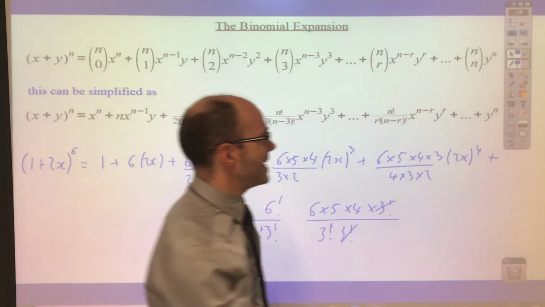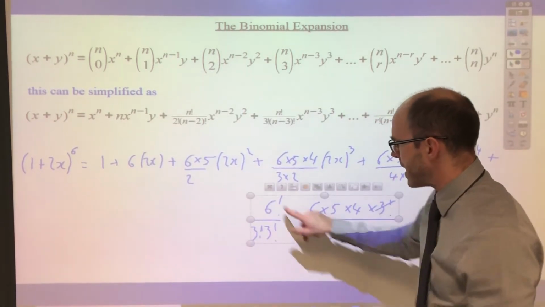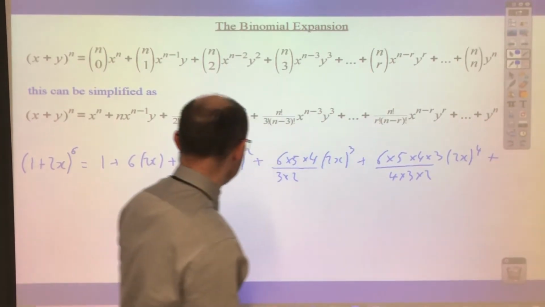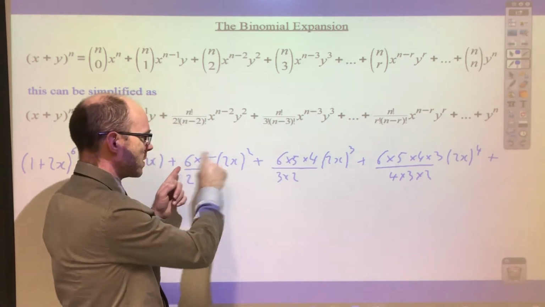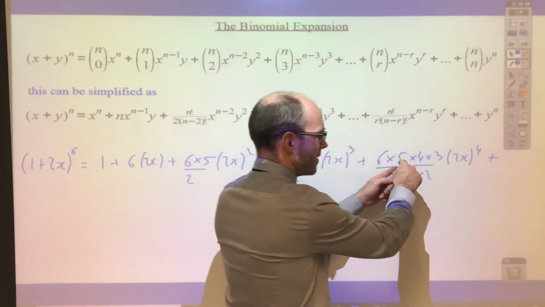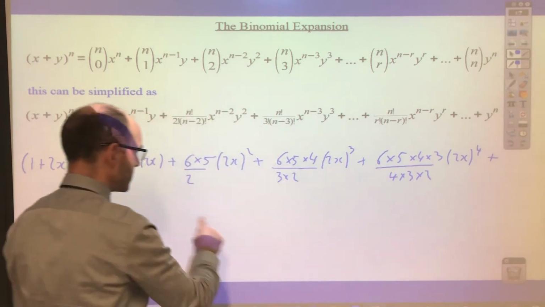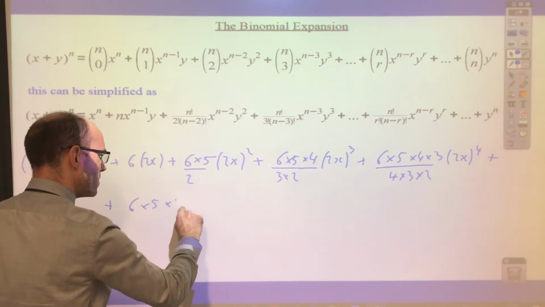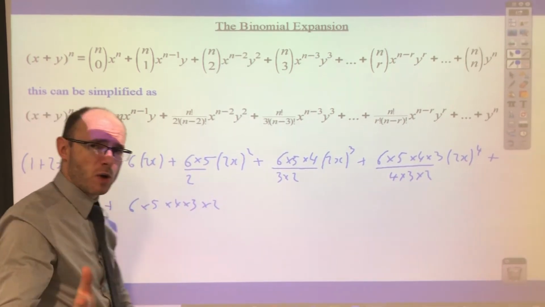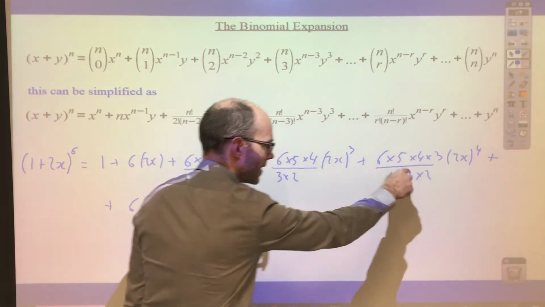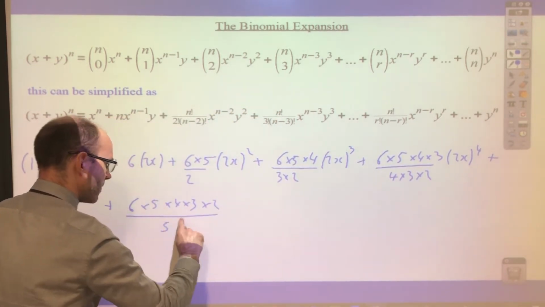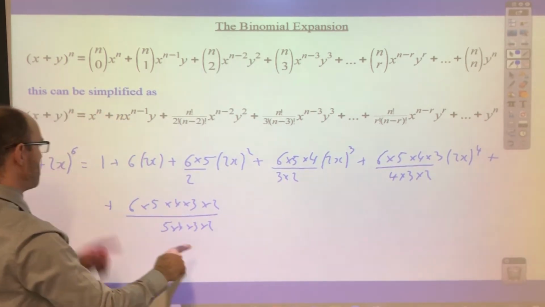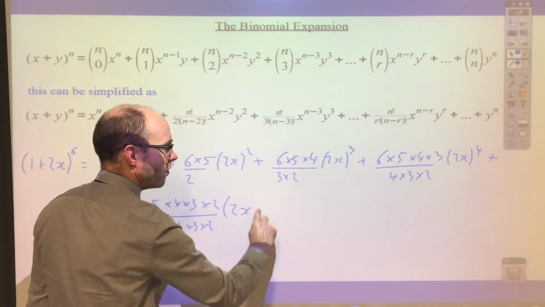Okay. What I'm saying is there's a really lovely pattern to these that you can use to your advantage. And the pattern is this, okay? You've got n, and then for each term, 6 times 5, 6 times 5 times 4, 6 times 5 times 4 times 3. The next one, you've guessed it, I've run out of space, okay? Next one will be 6 times 5 times 4 times 3 times 2. And on the denominators, 2 factorial, 3 factorial, 4 factorial, 5 factorial. Okay? Or 5 times 4 times 3 times 2. And then you've just got to put in the 2x to the power of 5.